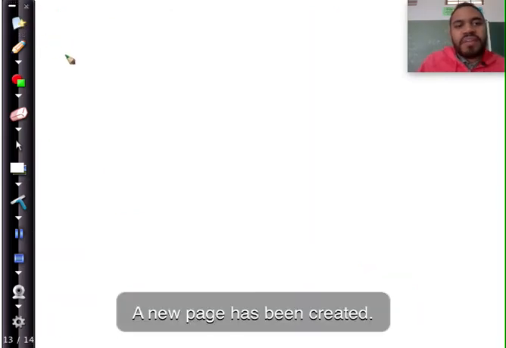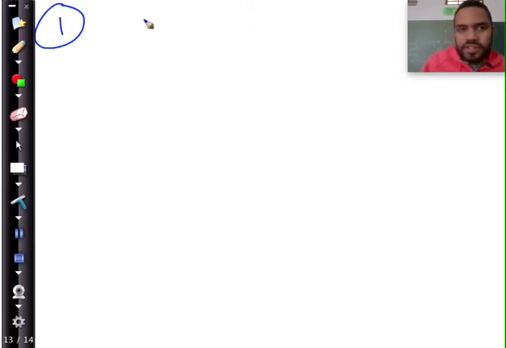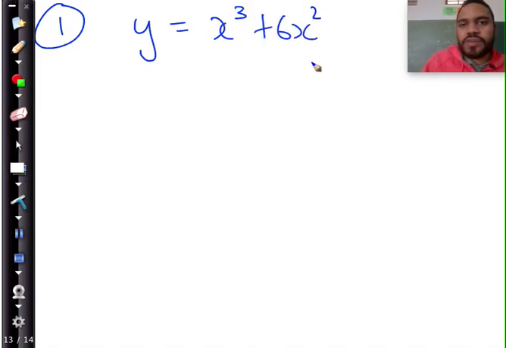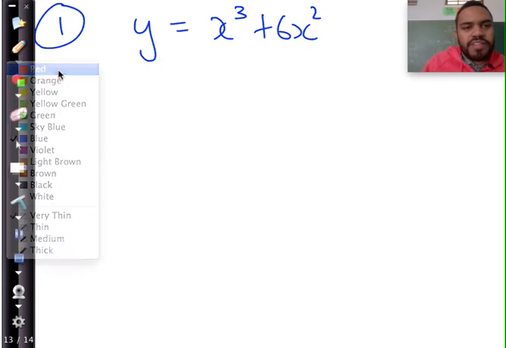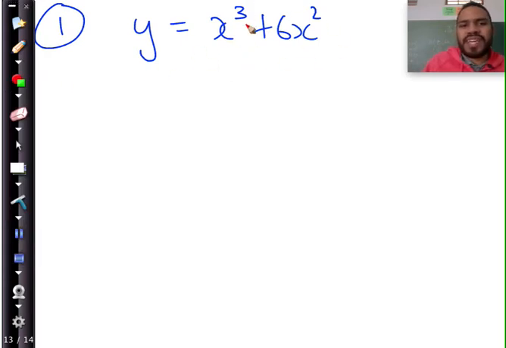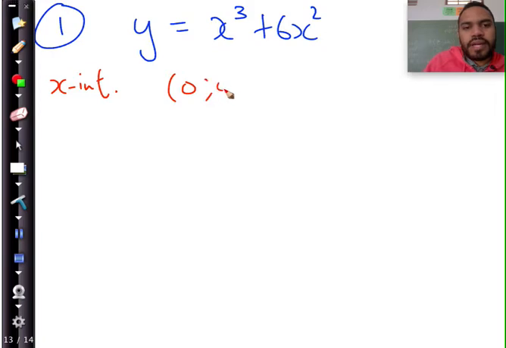Going back to your table, remember when we started this section you were required to draw out a table with 5 graphs on it. I don't have the table any longer, but I've got the curves from the table. The first graph was y equals x cubed plus 6x squared. The x-intercepts were negative 6 and 0.